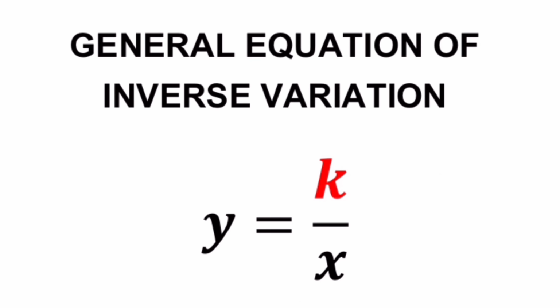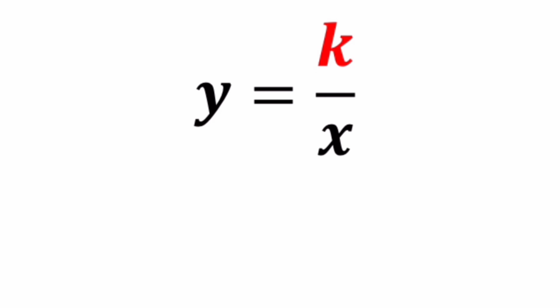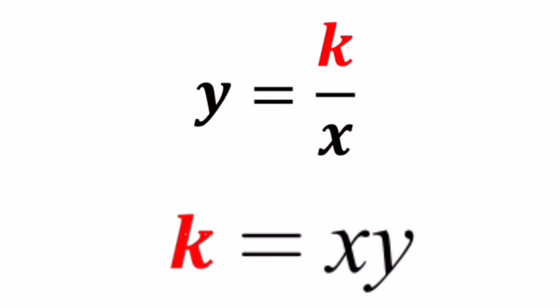We also remember that the general equation for an inverse variation is y equals k over x, where k is called the proportionality constant. So if we want to determine the constant of variation, or the proportionality constant k, for an inverse variation, we can rearrange this equation as k equals xy.